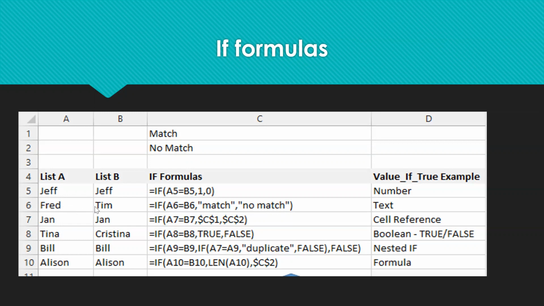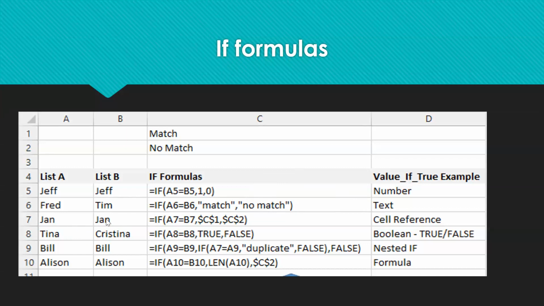They are not the same, right? Fred is a different name and Tim is a different name. So what will be the result printed here? There are three arguments here. A6 and B6 is the logical test, this happens if true, and this happens if false. What will be the result here? Anybody could answer now. The answer will be no match. So this is the condition.